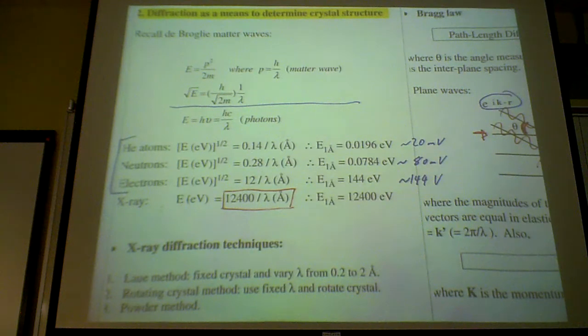So let's think about that. Let's first look at X-ray scattering. You send in an X-ray photon. It's an X-ray, and what energy do you need?